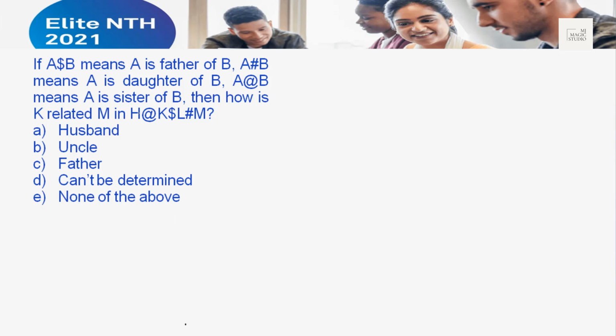If A $ B means A is father of B, and we can see that symbols and respective relations are given. Now what is the question? How is K related to M in H @ K $ L # M? I need the relationship between K and M.